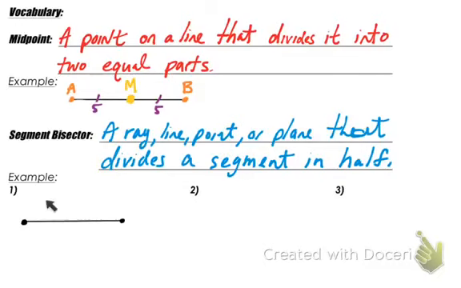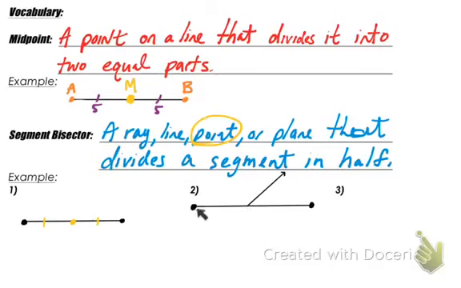So an example of a segment bisector, let's draw a segment, and we know that this point right here is in the middle, which will give us two congruent segments. This would be called a midpoint. So that's a bisector, that's actually a point.